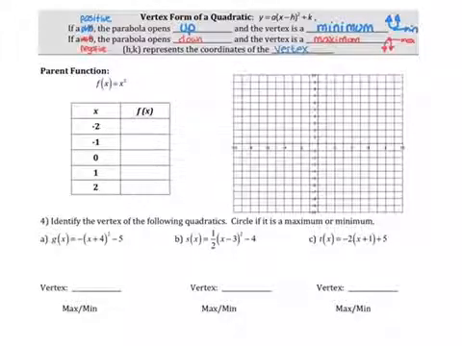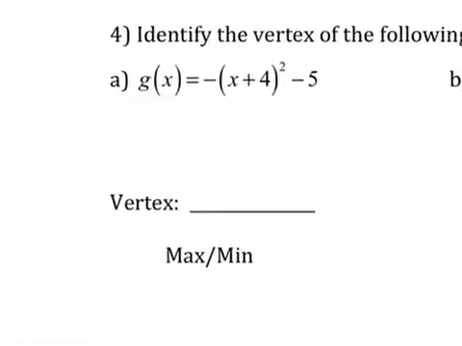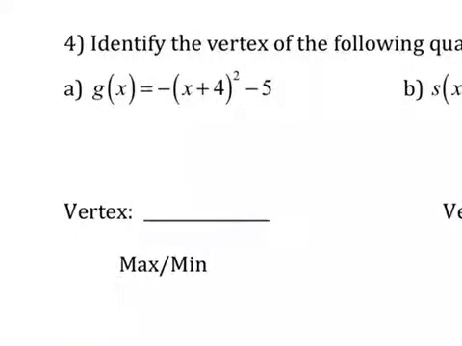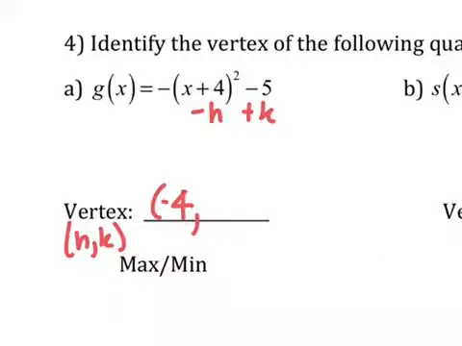I'm going to skip over the parent function graph really quickly so that we can take a shot at knowing max or min for our vertex, as well as pulling out the vertex from looking at vertex form. Okay, so if we look at our first one, it's going to look like this. So we're saying our h and our k, so remember it's negative h and plus k, and our vertex is hk. So that means opposite of h, so we're going to take negative 4, and then keep our k value, negative 5. So that will be our vertex of the first one.